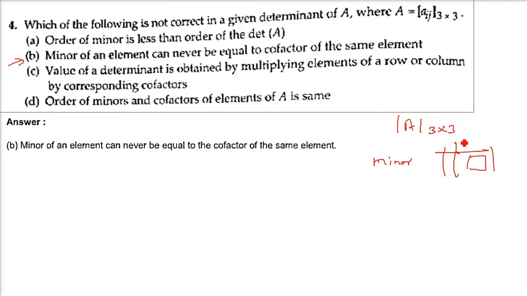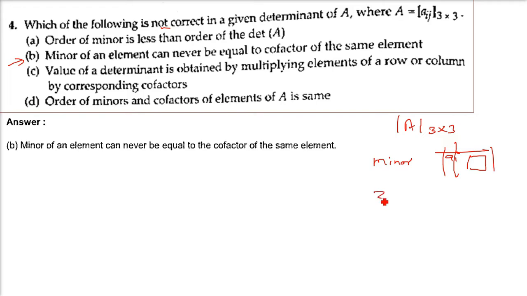I plus j, the i and j are the row number and the column number. So the minor of an element will be equal to... half of the minor will not be equal to the cofactor, because there is a slight change in the negative sign.